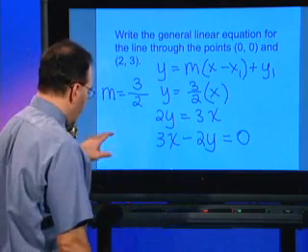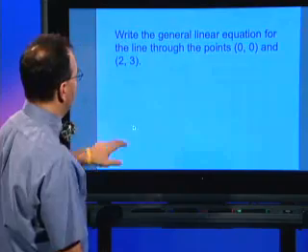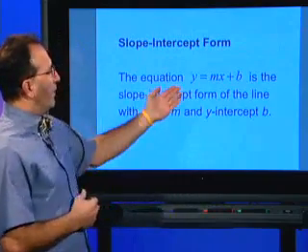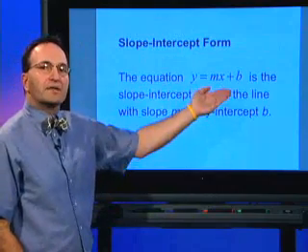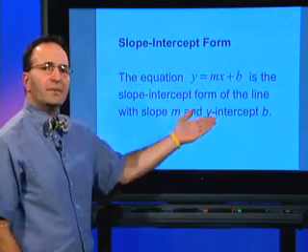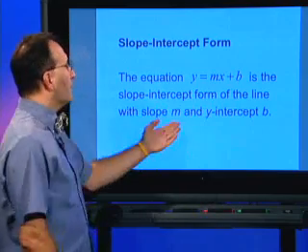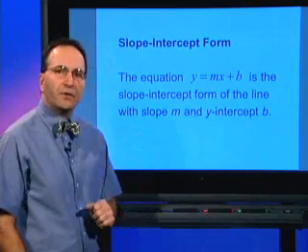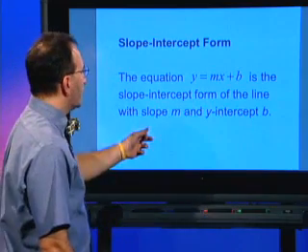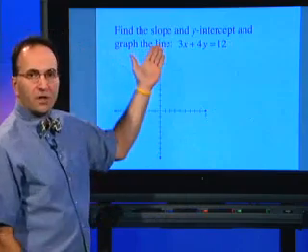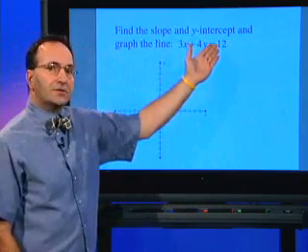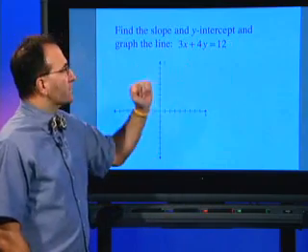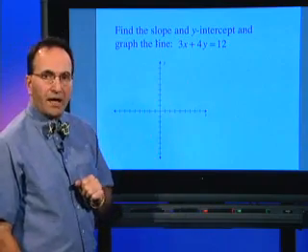And then that puts it into the general form of the equation of the line for us. All right, great. Now, let's move on to the slope-intercept form of the line. Now, the slope-intercept form, y equals mx plus b, is the slope-intercept form of the line where the slope is equal to m and the y-intercept is equal to b. Let's look at an example. Find the slope and the y-intercept for the graph, and then graph the line 3x plus 4y is equal to 12.